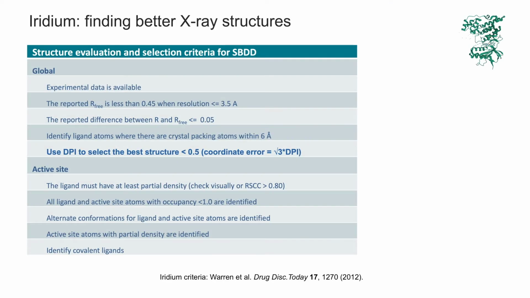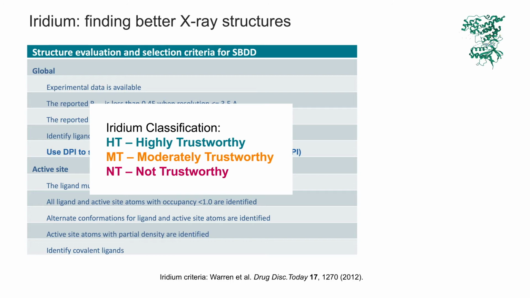So to help us get a good handle on structural model quality from crystallography, here at OpenEye we developed a set of criteria we call the Iridium criteria. 5 of these criteria relate to global quality, including something called the Diffraction Coordinate Precision Index, DPI. This is a little bit like the uncertainty in a measured log P, or solubility. It tells you something about the inherent uncertainty in the atom positions in the model, lower uncertainty being better. And then 5 criteria for looking at the active site, the binding site particularly. These criteria can be used to classify structures into 3 different classifications.